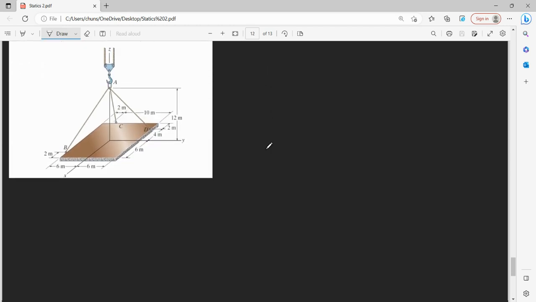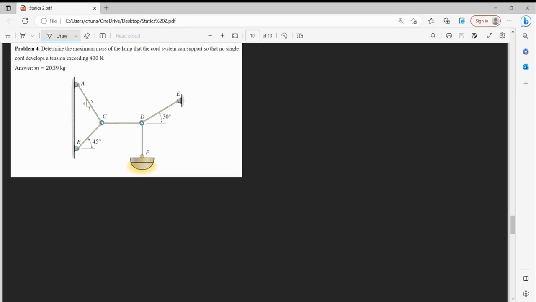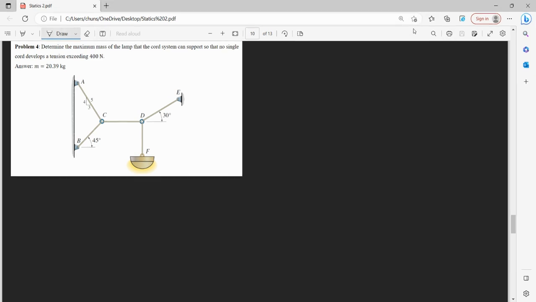Okay, and next question is also a two-dimensional problem. So determine the maximum mass of the lamp that the cord can support so that no single cord develops tension exceeding 400 newtons. So for this question, we are going to want to split up our free body diagrams. So we want to find the mass that our lamp can have, so then we don't have any tension developed that exceeds 400 newtons in our cables. So if I were to divide it, I would use this and this half.